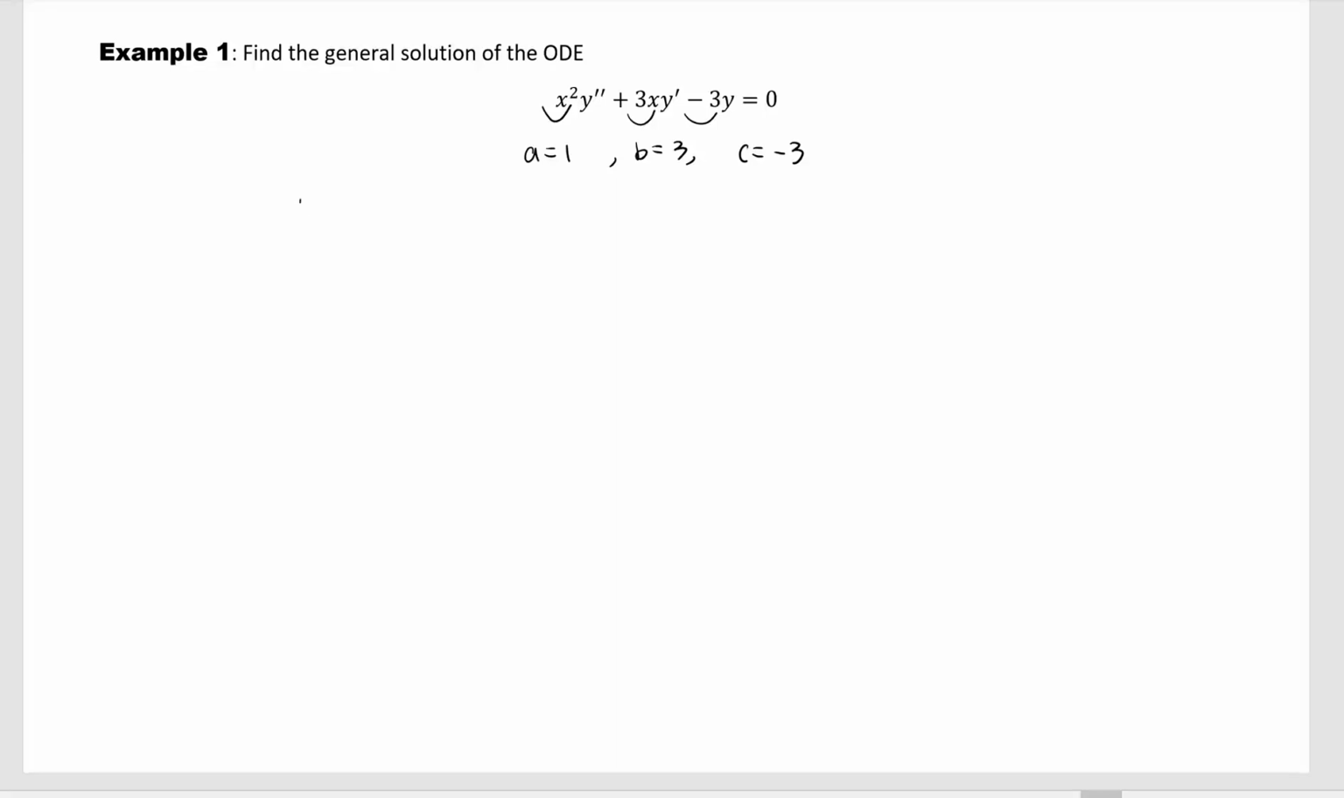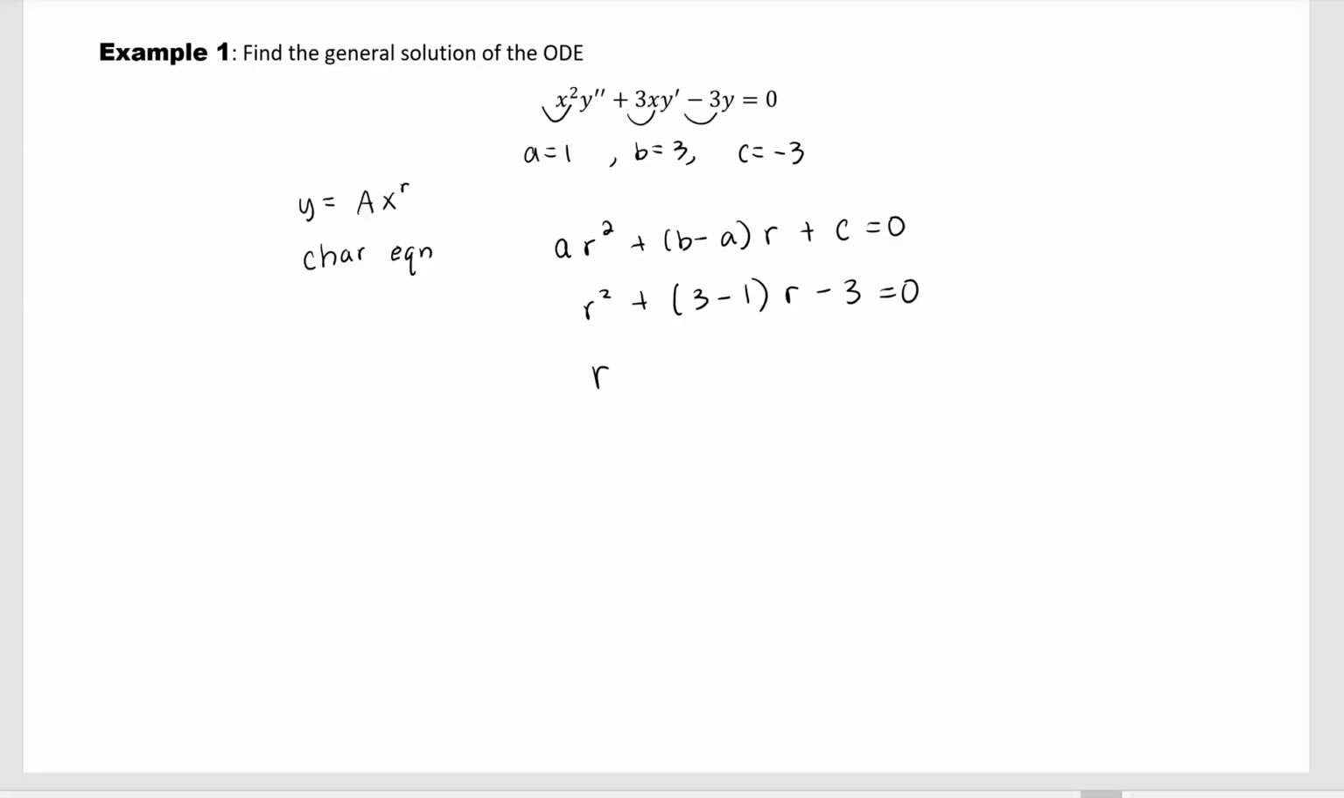And then we know our solution looks like A x to the r. What is the characteristic equation? The characteristic equation is a r squared plus (b minus a) r plus c equal to 0. So a is 1, b is 3 minus 1, r, c is negative 3, equal to 0. So r squared plus 2r minus 3 equal to 0.